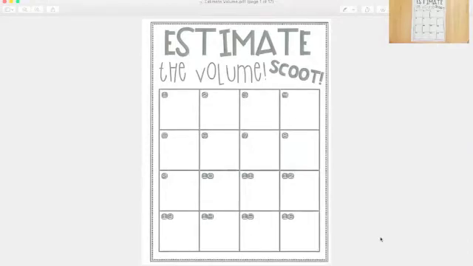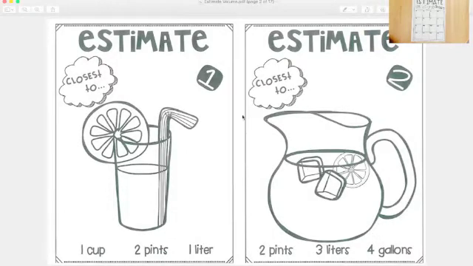Okay, so you have this paper right here in front of you, estimate the volume scoot. So here are your cards. This is number one, so you're going to write that right here for number one. Is this cup right here, which looks like lemonade, closest to 1 cup? Is it closest to 2 pints? Or is it closest to 1 liter? Go ahead and write your answer on your answer sheet here.